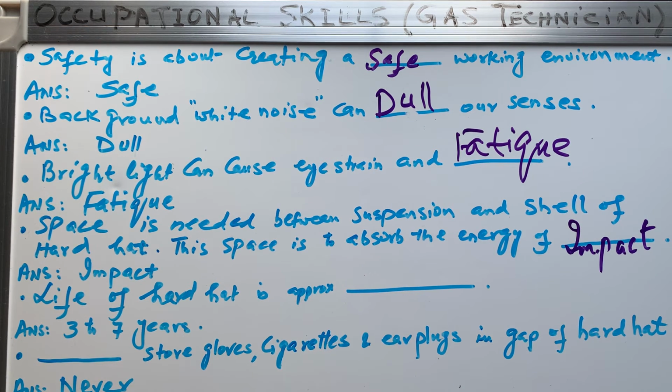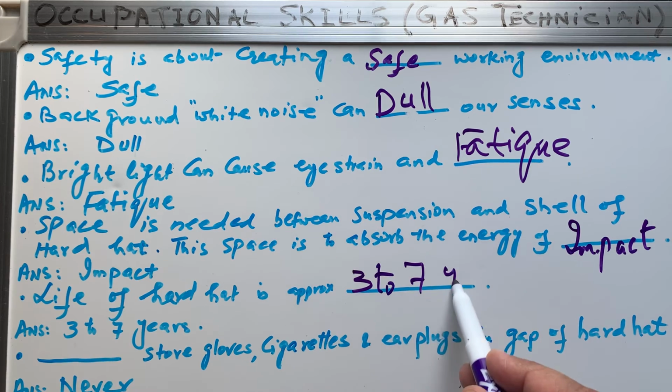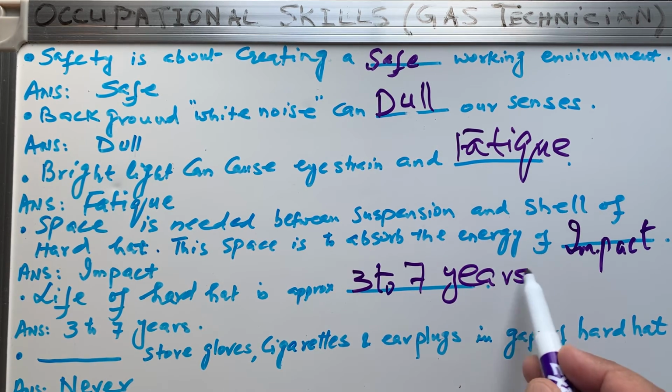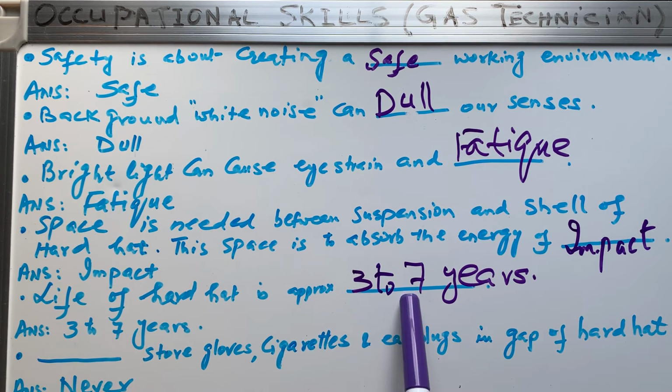3 to 7, why 3 to 7? Because it depends upon the condition where the hard hat is being used. So if it is a corrosive environment, it will last like 3 or 4 years. If it is exposed to different things, that affects the life expectancy of the hard hat.